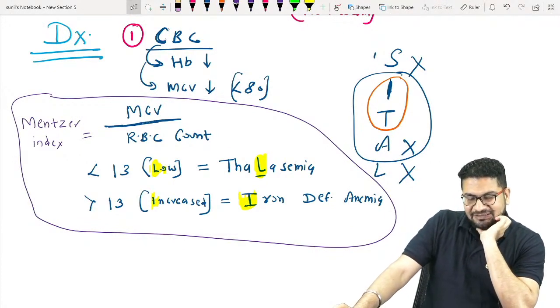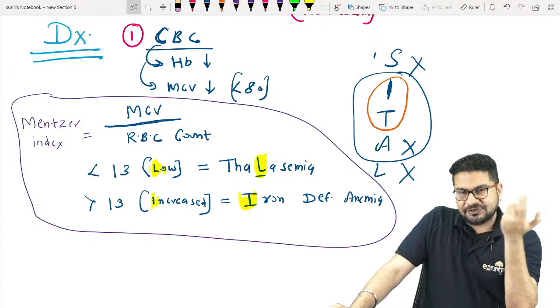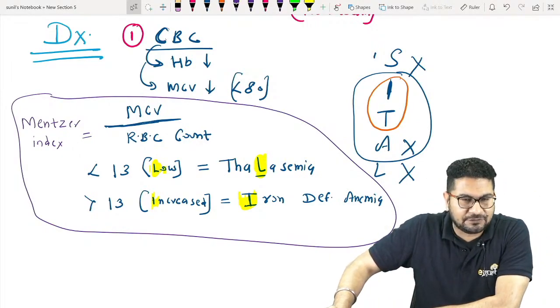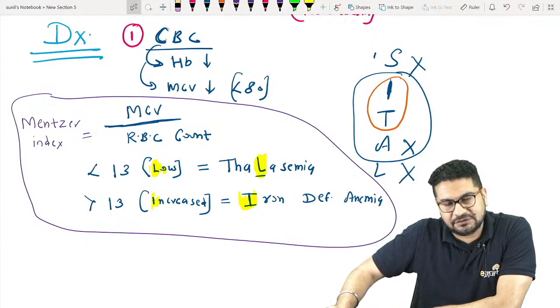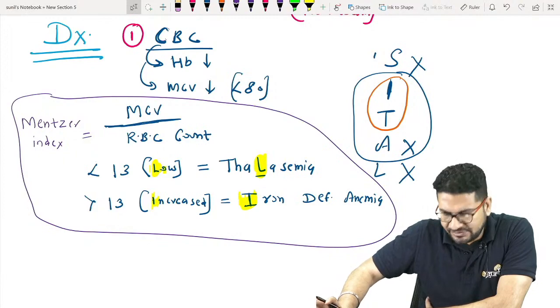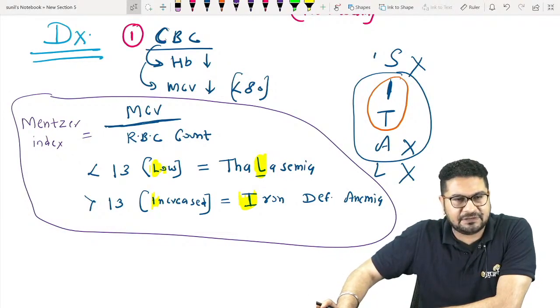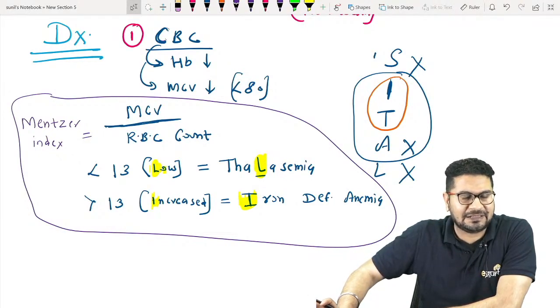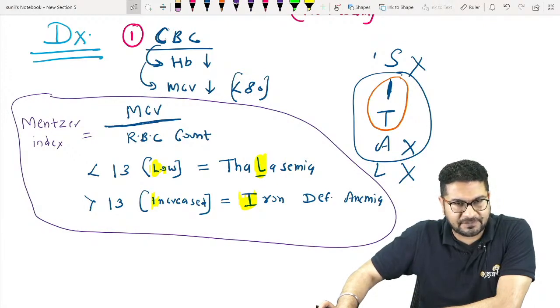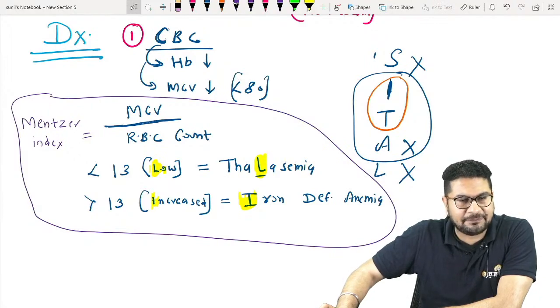So I'll tell you why this is important. I had a patient, I was taking a class in Jaipur. This was a female patient, 19-year-old. She was taking treatment of anemia. So doctors were giving her iron tablets, iron supplements. But when I calculated Menzer index, her Menzer index came out to be 10.5.